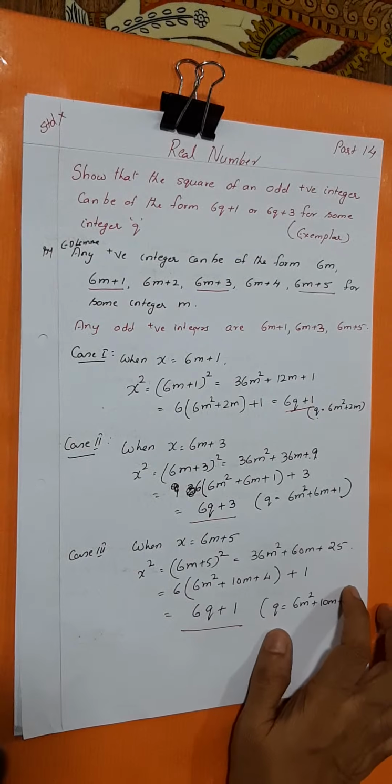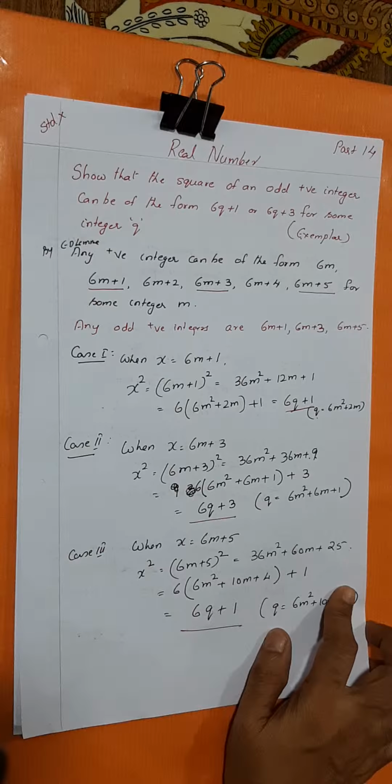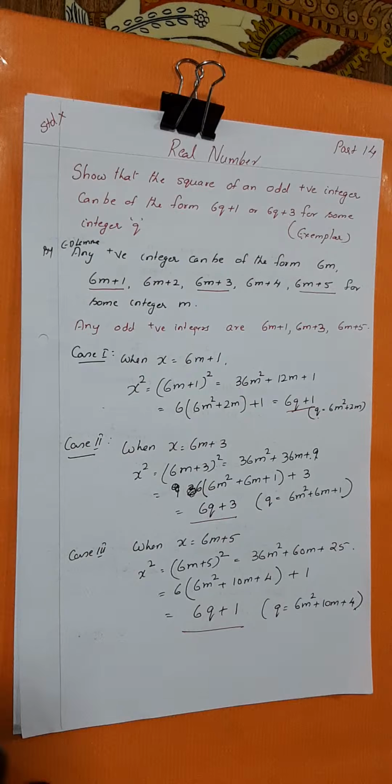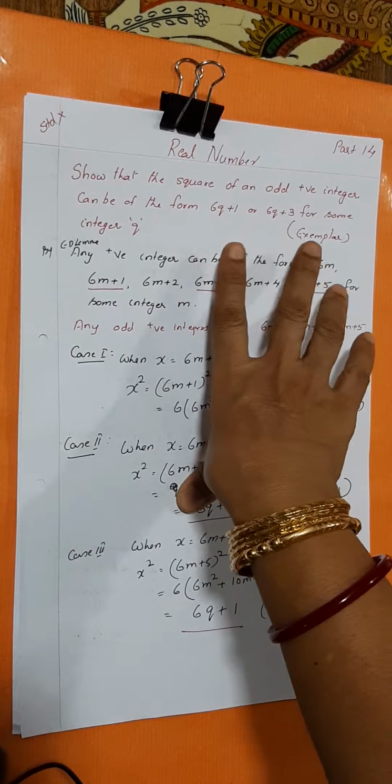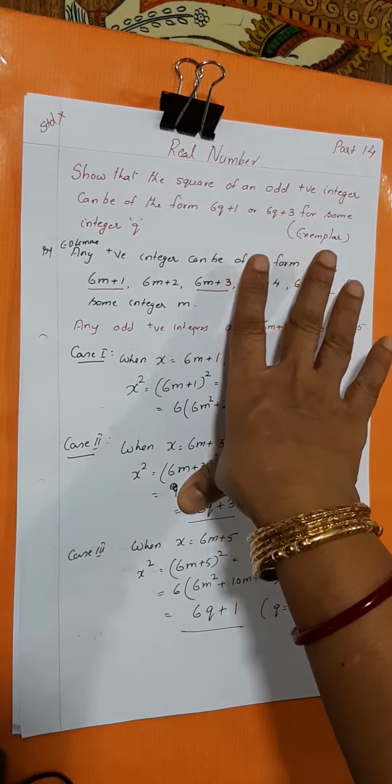The chapter is real numbers for standard 10 and this is part 14. So, some more problems related to the applications of Euclid's division lemma. We have been doing these types of problems in our previous videos.